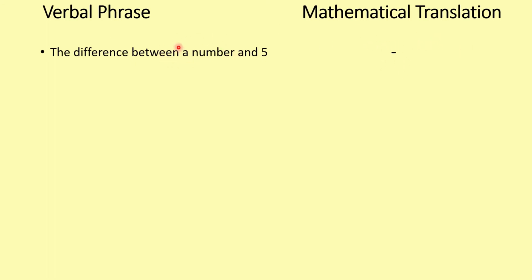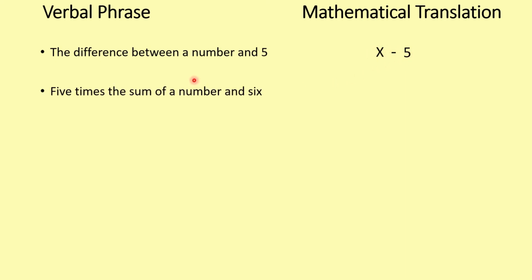So, pag sinabing a number, wala siyang sinabing specific na number. Sinabi lang niya a number. Meaning, variable. So, i-represent lang natin siya ng any letter. So, dito, gagamit tayo ng X. The difference between a number, yung variable natin, and 5. So, 5. Ano yan? The difference between a number and 5.